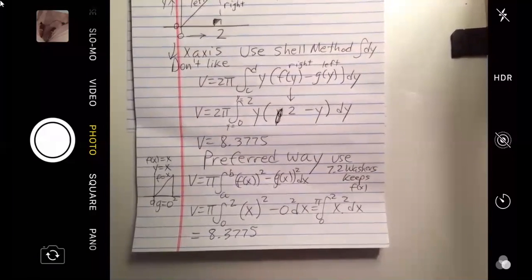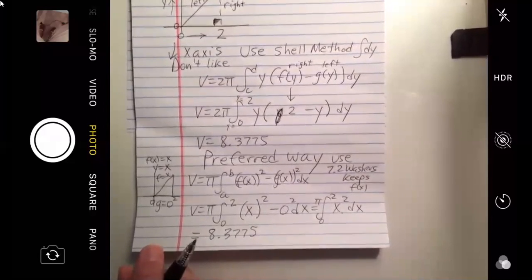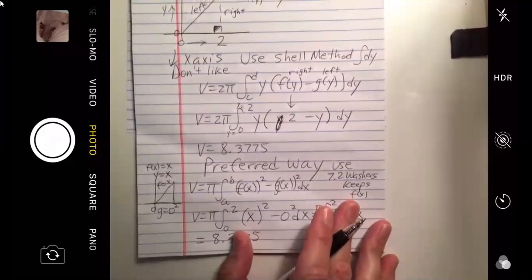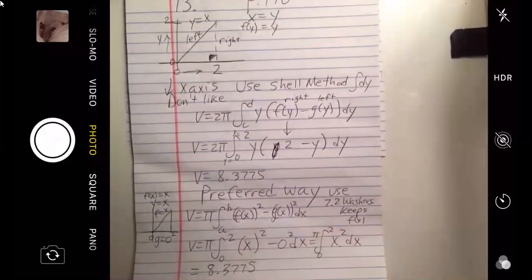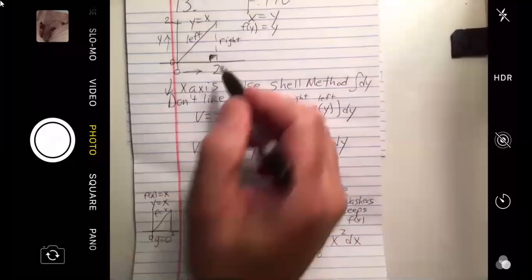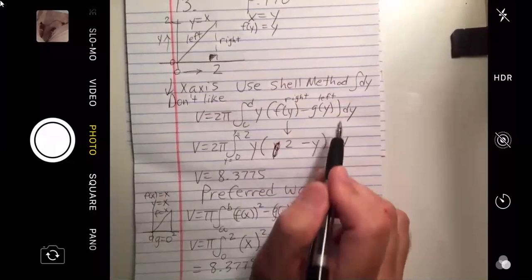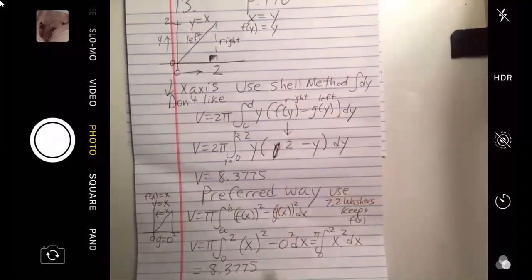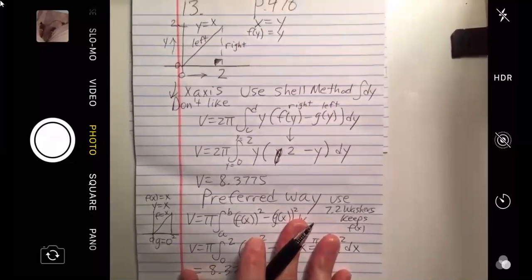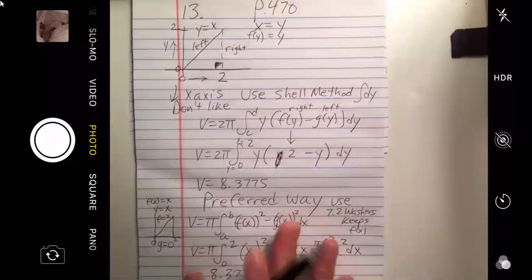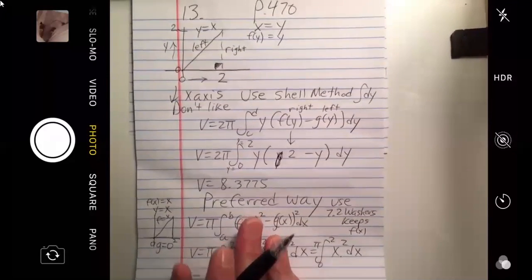Okay, did anybody want to see any others further down the page? The bottom line is you really don't have to use the shell method around the x-axis, since it goes to dy integrals. You really can set them up by 7-2. To try to drive that home, you want to see 15? Sure. Okay.